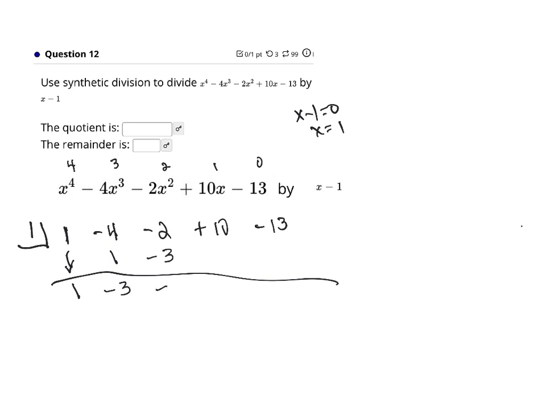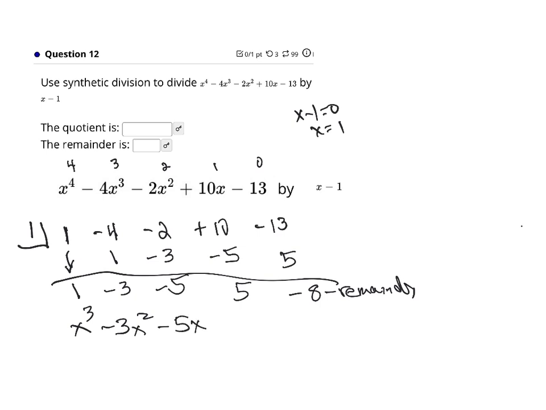Signs are alike. We add, we get a -5. -5 times 1 is -5. Signs are different. We subtract, get a +5. 5 times 1 is 5. -13 plus 5 is going to give us a -8. And that is our remainder. Now we started out with x to the 4th, so this is going to be x cubed minus 3x squared minus 5x plus 5. And then our remainder will be -8.